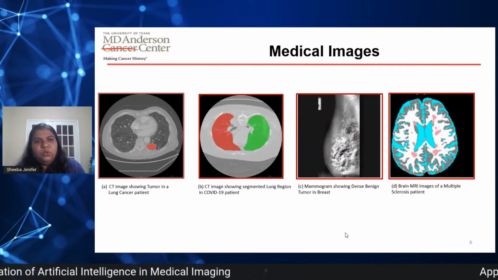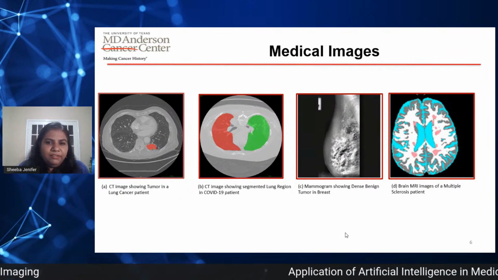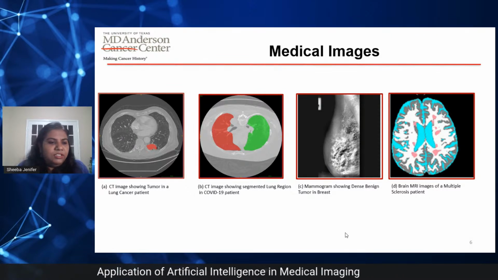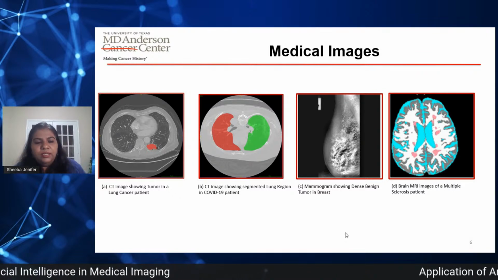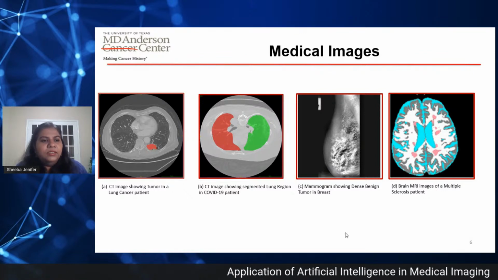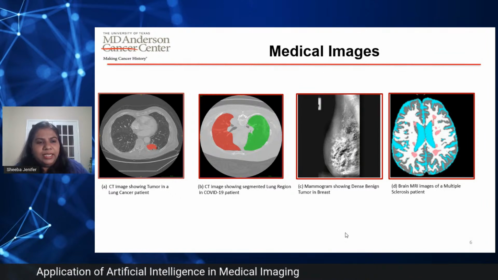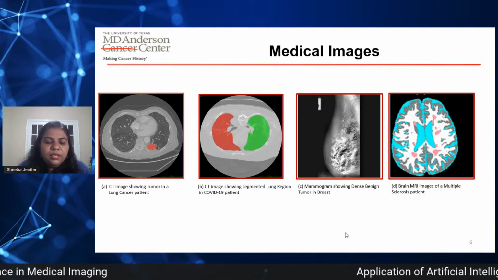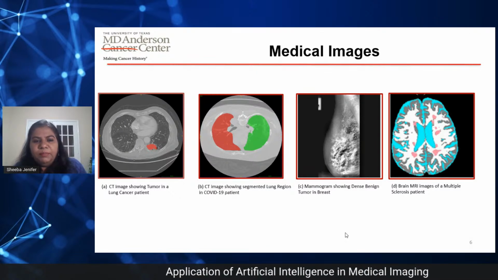So here I have shown some examples of medical images that I have previously used for many of my experiments. The first image is a CT image showing a cancer or a tumor highlighted in red color in a lung cancer patient. You can see the lung region, and the tumor part is highlighted in red in figure A. The second figure is again a CT image, but this is an image of a COVID patient.